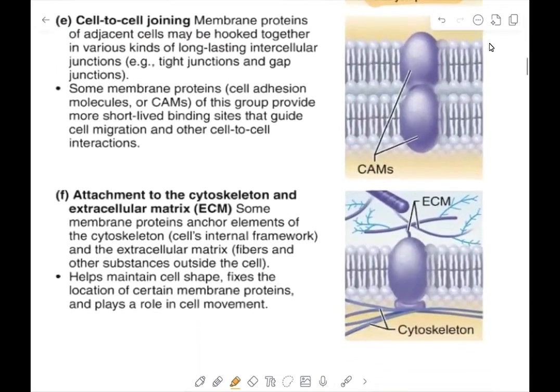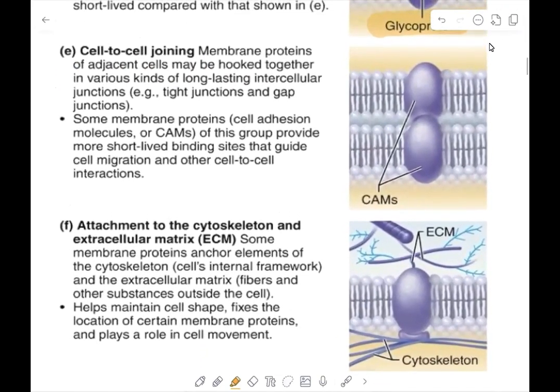And then finally, the last two are cell-to-cell joining, which is a specialized type of intercellular junction, like a tight junction or a gap junction, which we'll talk about next. There are also what are called CAMs, which stands for cell adhesion molecules. Think of them like Velcro. They allow two cells to attach to each other.